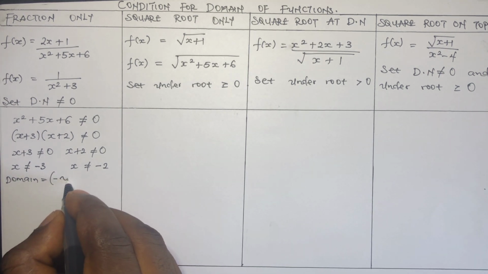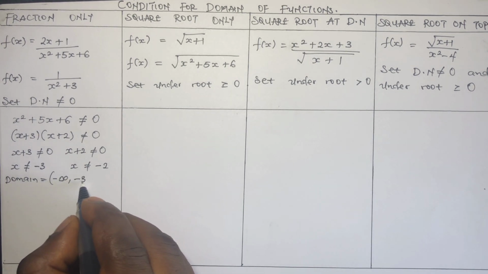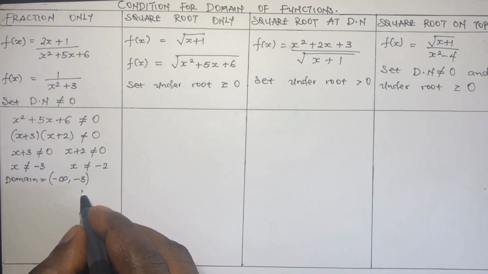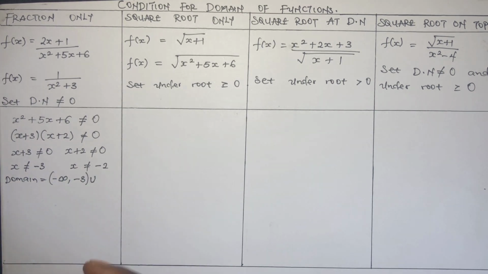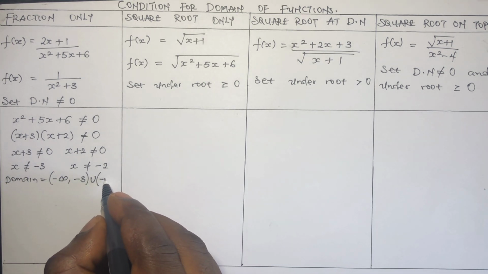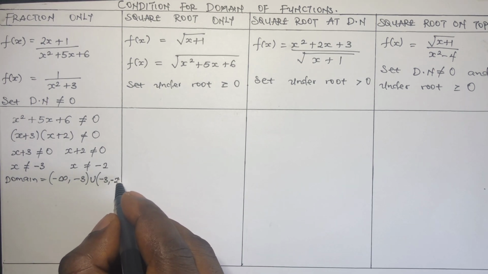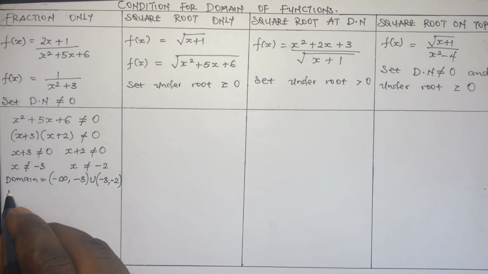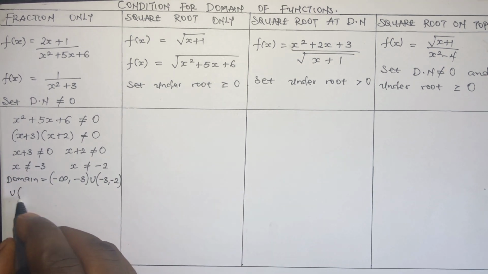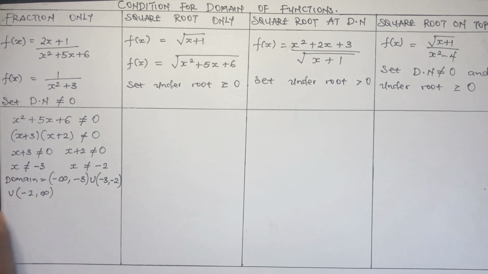should be any number from negative infinity up until negative 3, but not including negative 3, combined with, or you call it union, every number from negative 3, not including negative 3, up until negative 2, not including negative 2, union every number from negative 2 to positive infinity, not including negative 2. So this is the domain of this function.